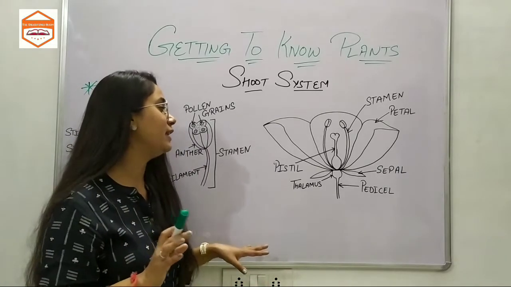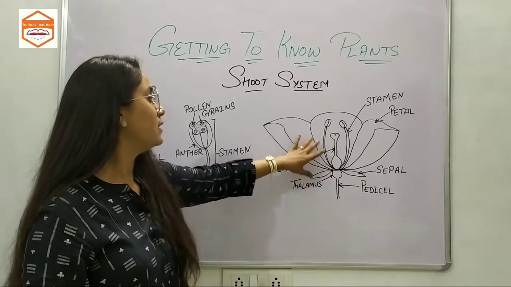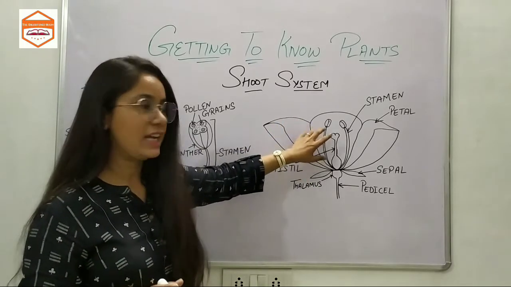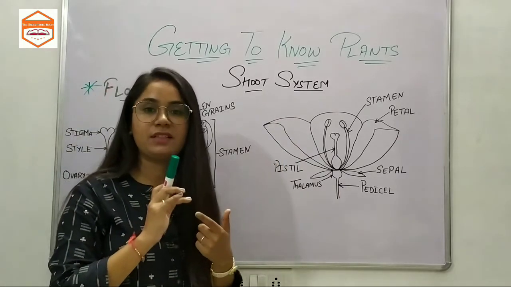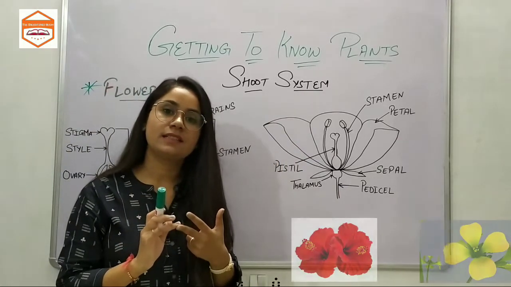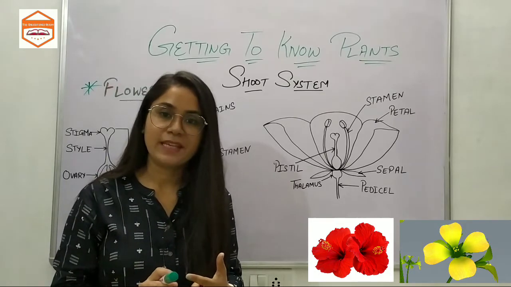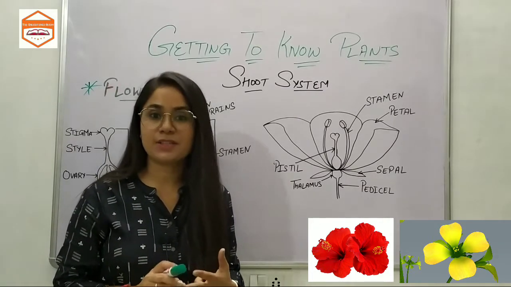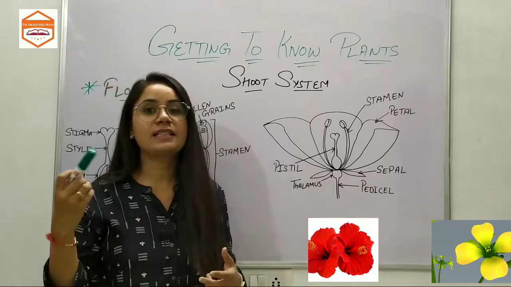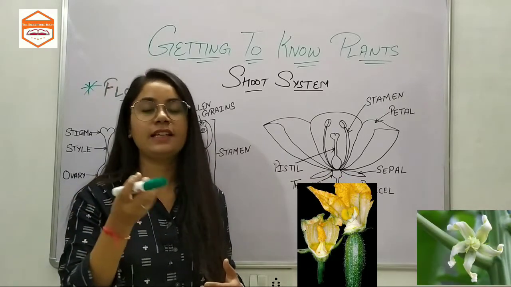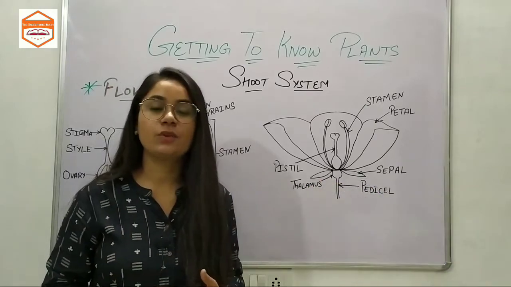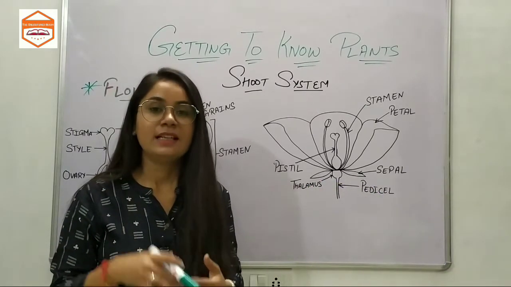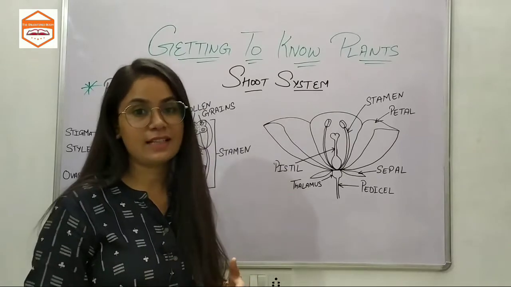Let me tell you one thing. Some of the plants which have a stamen and the pistil in one flower are known as bisexual flowers, while in some plants only either the pistil or the stamen is present, and those are known as unisexual flowers. Now let's discuss fertilization.